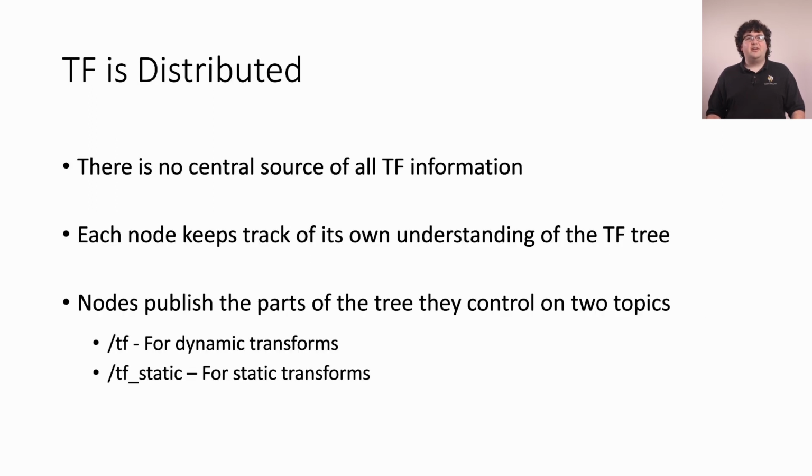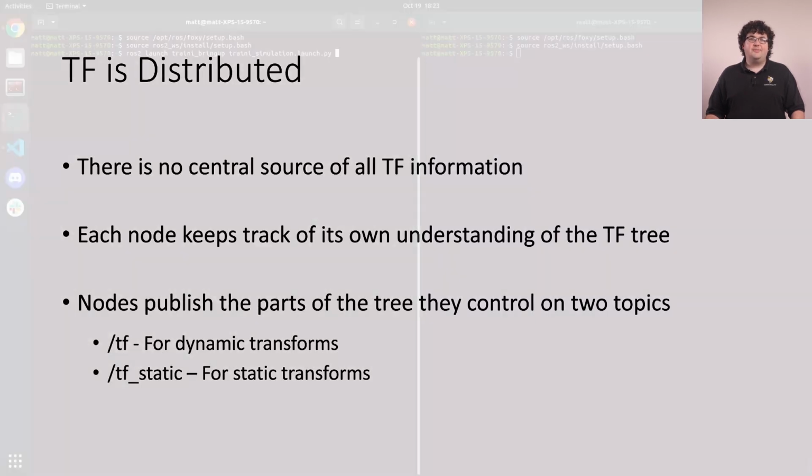An important aspect of the TF system is that it's distributed. There is no central program or node that keeps track of the full TF tree. Every node that wants to use data from TF is responsible for keeping track of its own copy of the TF tree based on messages published on two topics, tf and tf_static. Each message sent over these topics includes an array of transforms. Each transform connects two frames in the tree. By listening to all of the messages that come across these topics, a node can gradually build up a complete picture of the entire tree.